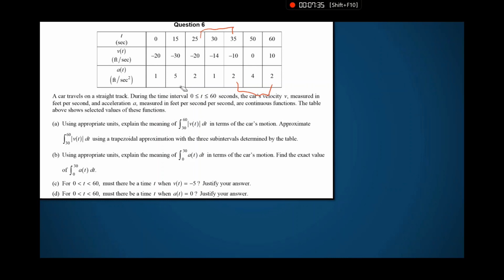Okay. I'm not going from 0 to 60 for this one, though. I'm going from 30 to 60. So what should my three subintervals be? 30 to 35, 35 to 60, 60. There we go. Okay, 1, 2, 3 subintervals indicated by the table from 30 to 60. Okay, then we're going to use a trapezoidal approximation to estimate that integral. But I'm not integrating v(t), I'm integrating the absolute value of v(t). So what needs to change?